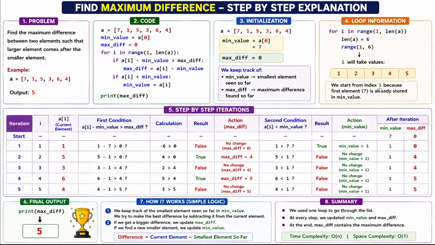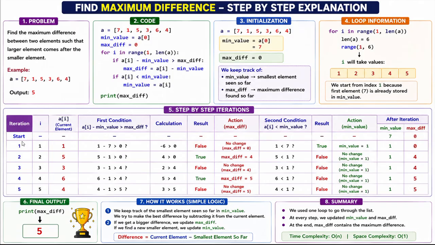Here the loop is: for i in range of 1 comma length of a. Now we have a doubt. Why are we taking 1 here? We start from index 1 because the first element is already stored in the min value. What is the first element here? 7, right? That's why we are taking 1 comma 6. Here 1 comma 6 means the range 1 2 3 4 5. Now let us see each and every iteration.